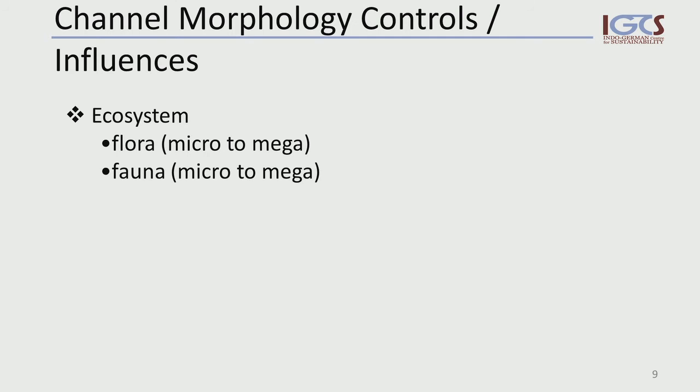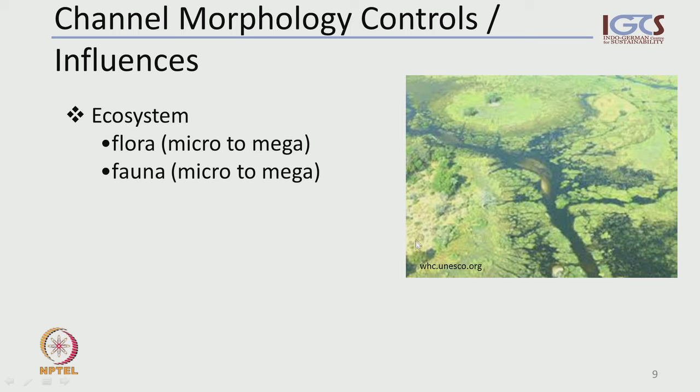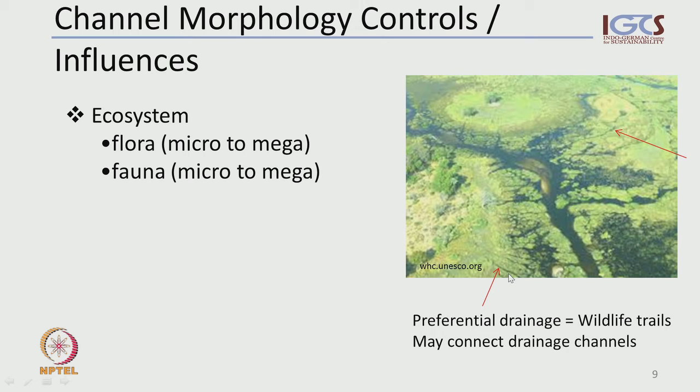In addition to these already mentioned primary, very important controls, ecosystems are very important. The flora, from micro to mega, and fauna from micro to mega. And let's just take an example here of a floodplain region. And you can see here drainages where water joins the major stream, major canal here. And in many cases, those are preferential drainages because wildlife uses those as the shortest lines to access the main river or main canal, to cross or to get to the source of water or get to the water as such.